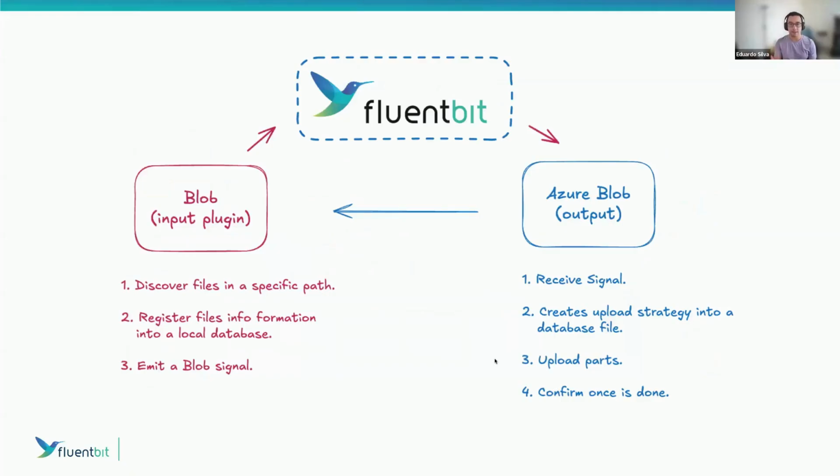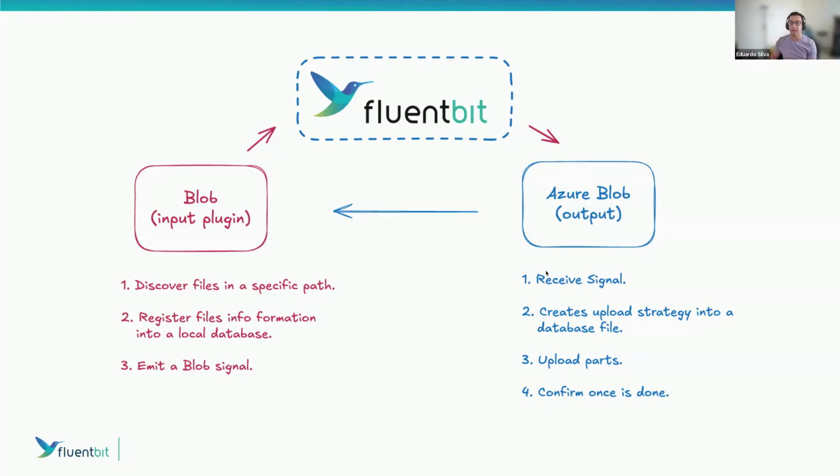And how has this been implemented? We got a new input plugin that is called Blob. So we didn't get a better name. What it does basically is discover files in a file path like tail: you just give it a path and it discovers all the files that need to be processed. It registers the information of those files into a local database, and it emits an internal signal that is called a blob signal. When Fluent Bit is going to flush the data, it passes the reference to the plugins that are able to handle that blob information. In this case, Azure Blob, which is the output.